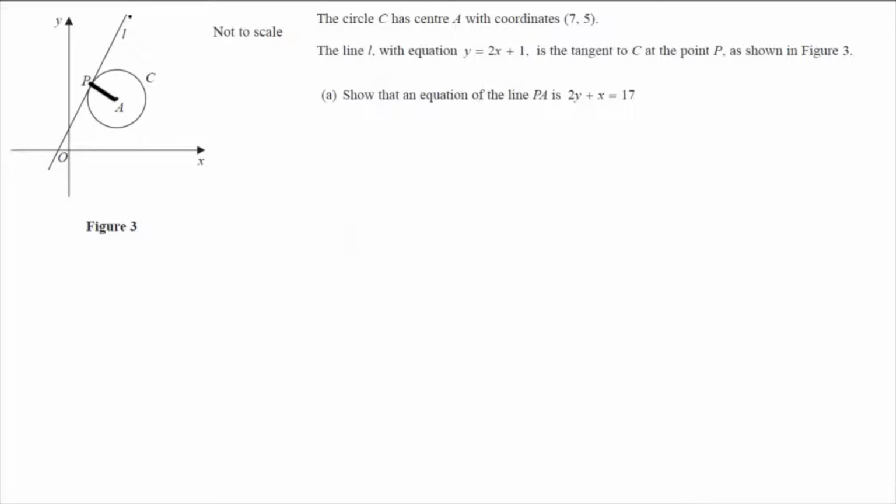So what information do we already have? We already have the equation of this line here, which is the tangent to the circle. We're given that that's y equals 2x plus 1. Line PA is a straight line, and the equation of a straight line takes the form y equals mx plus c, where m's the gradient and c's the y-intercept. So let's start off by trying to find the gradient.